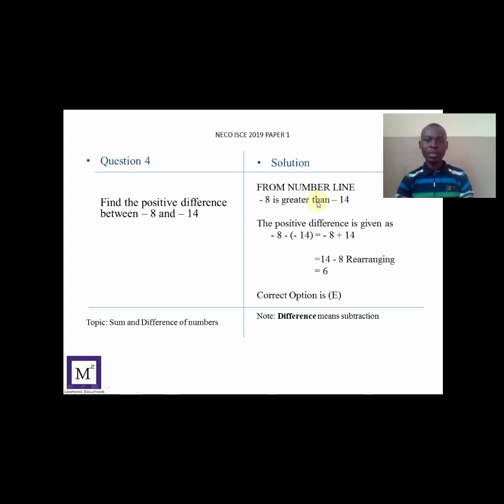So the bigger number between minus 8 and minus 14 is minus 8. That is, moving on the number line from 0, you get to minus 8 or you get to minus 14. If you are moving from the left to the right, you obviously meet minus 14 first before you get to minus 8, meaning that minus 8 is bigger than minus 14. And so you have minus 8 minus, then you have minus 14 in bracket, minus and minus is plus, so you have minus 8 plus 14. And then you can simply rearrange, put the plus 14 first and then minus 8 next, so that it becomes easier to subtract, and your answer is 6.